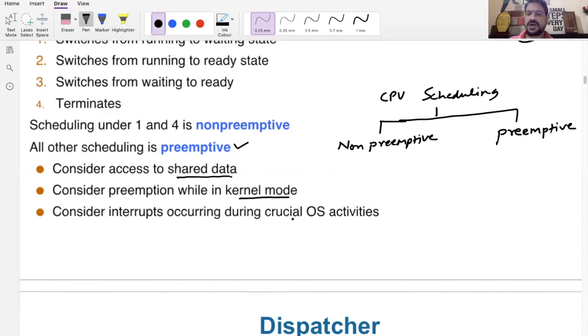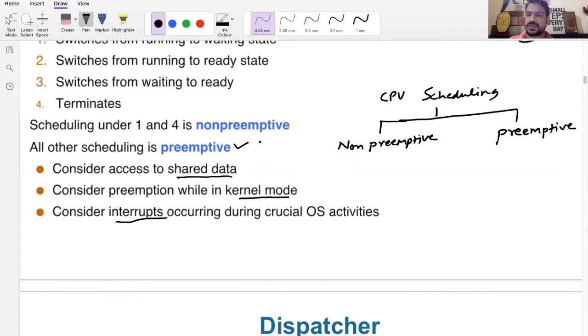Consider an interrupt occurring during a crucial IO activity. That also comes into the picture. So if we have some system call or some interrupt occurs, these are additional scenarios in which preemption will take place.